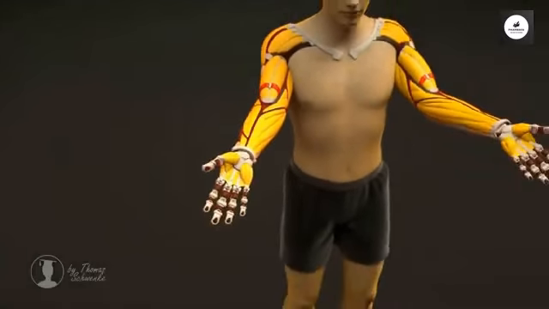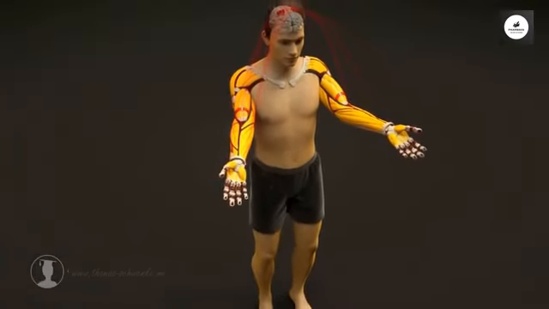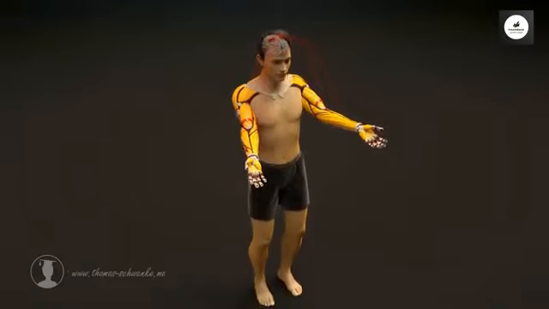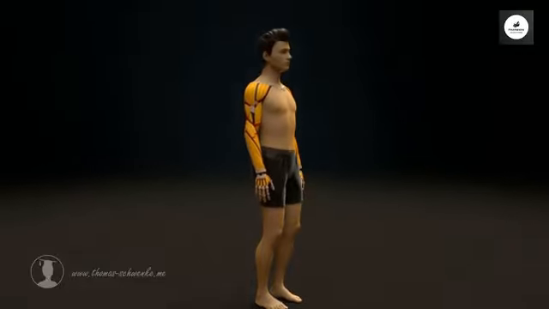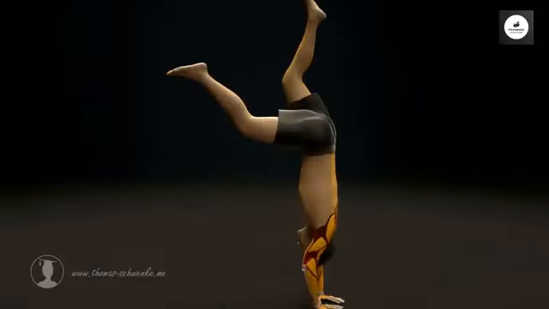Prostheses will have motors and sensors that communicate with the respective areas of the brain via chips. In the future, people with prostheses will have incredible abilities and strength.